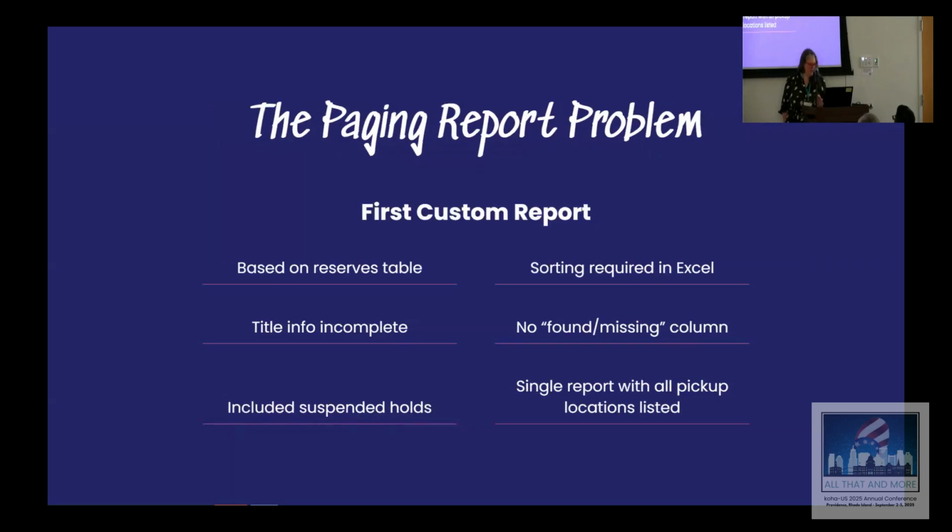The first custom report that we had was built on the reserves table. And it didn't have all the stuff we needed. We only had the title. Well, we had the title and the author, and we needed more identifying information. We had to go through Excel and sort it and remove some extra rows that we didn't need, like suspended items. We had to filter out some of the pickup locations that we didn't want at that time.